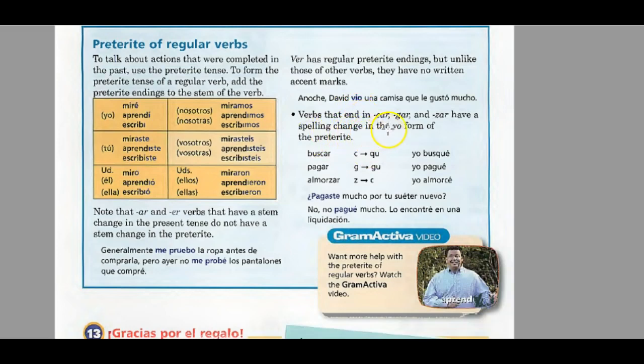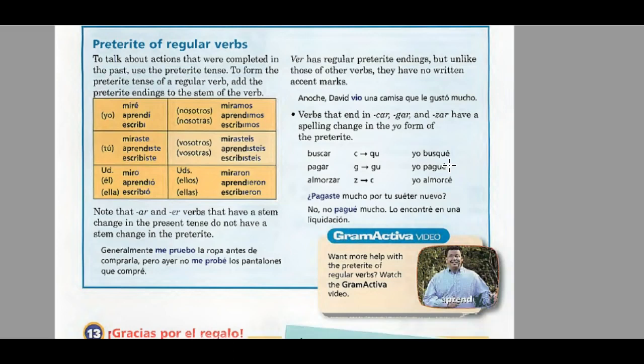Verbs that end in car, gar, and zar have a spelling change in the yo form of the preterite. Buscar, in buscar, the C becomes a QU when you have an E following it. And the reason is it conserves that hard K sound.